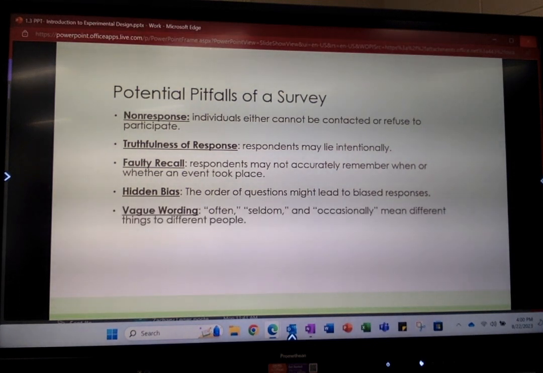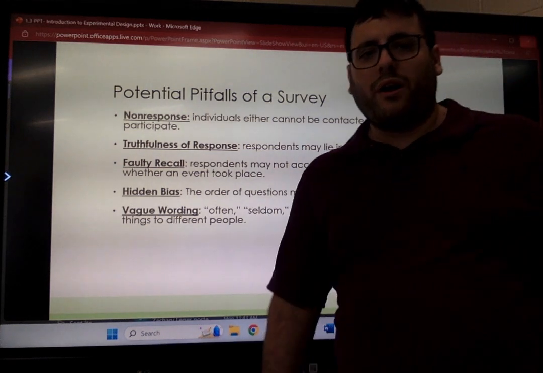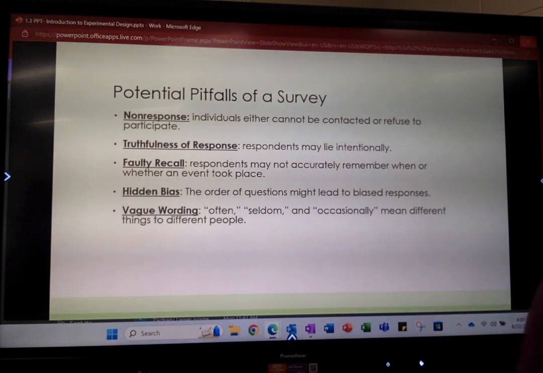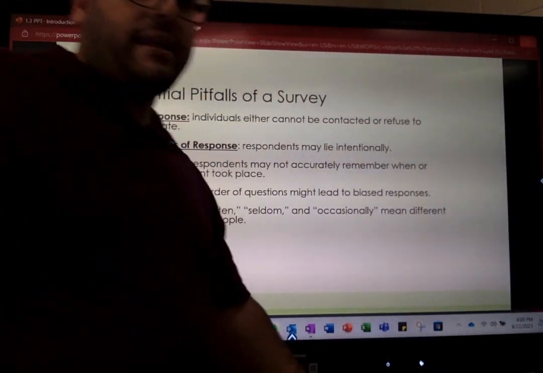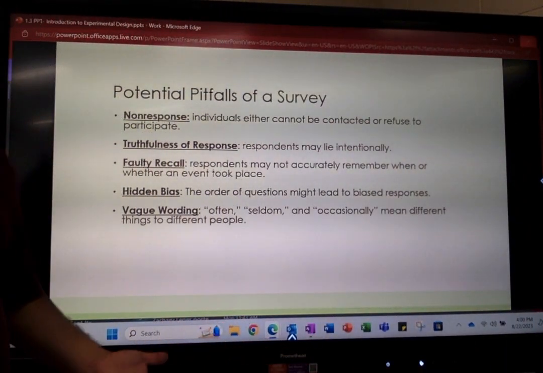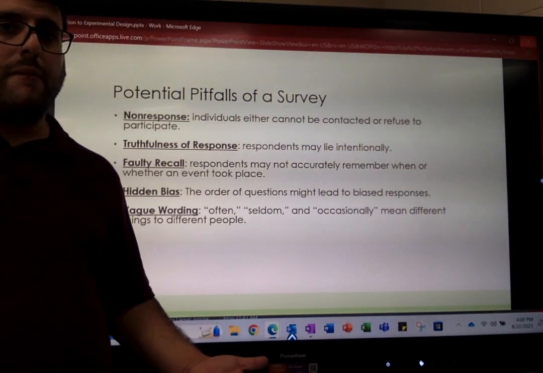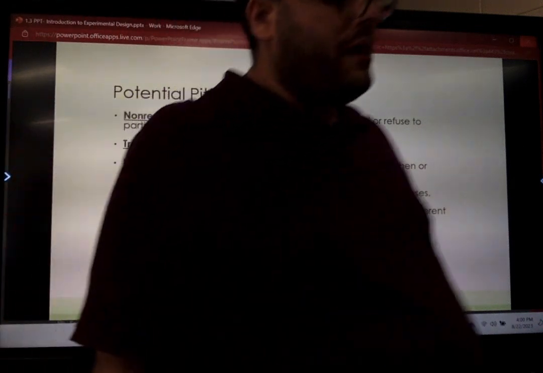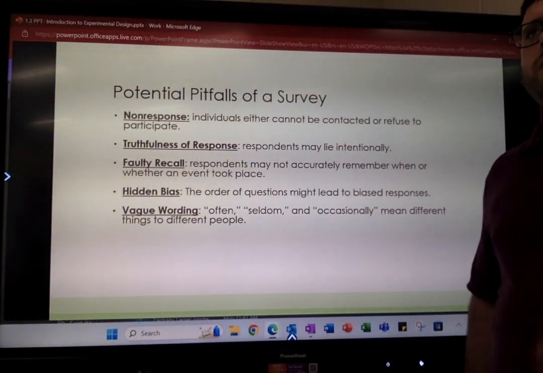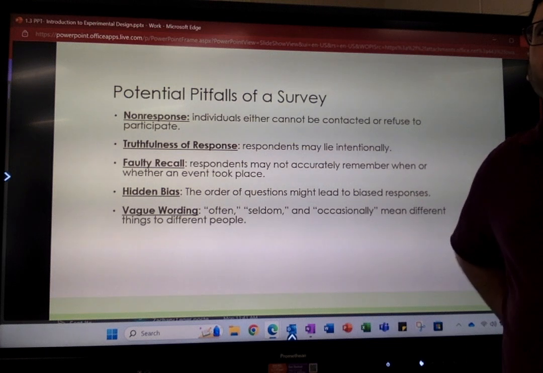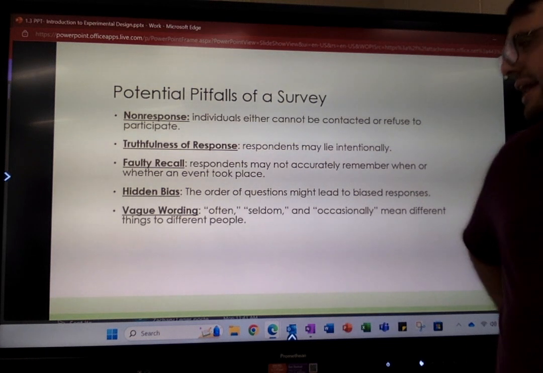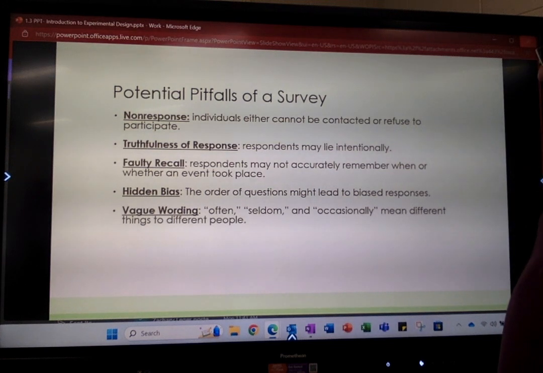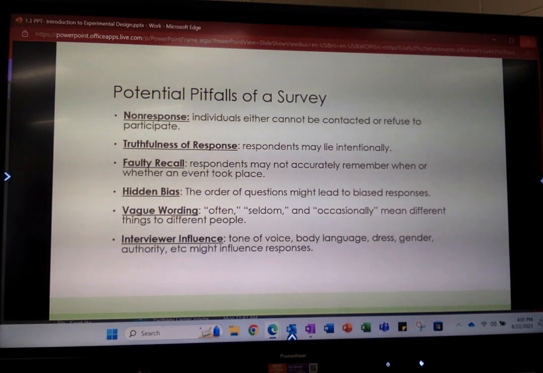Also, the wording. Wording can be very tricky. Things like often, seldom, and occasionally mean different things to different people. I might say that, hey, sometimes I read books when I'm at home, but I may have only read one book in the last 6 months, as opposed to someone that says, oh, sometimes I read books when I'm at home, and they end up reading like 5 books a week at home. So the wording in a survey can be vague and can mean different things to different people.